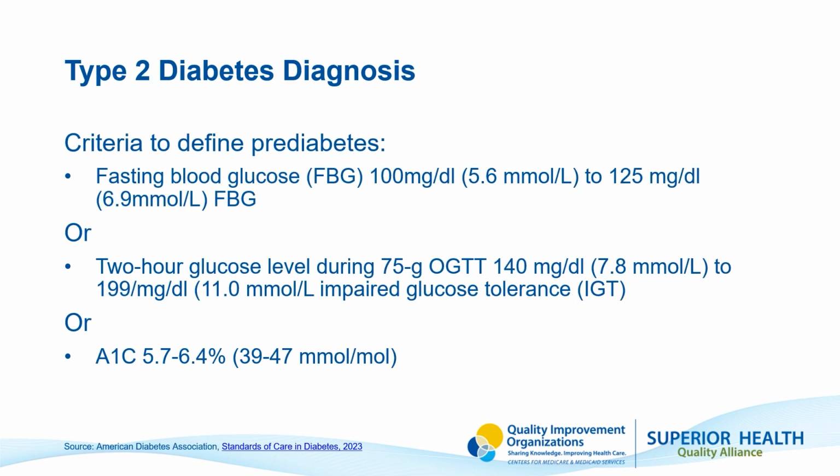To define prediabetes, the criteria include a fasting blood glucose level between 100 to 125 milligrams per deciliter. For pregnant women, the 2-hour 75-gram oral glucose tolerance test is used. With the A1C test, levels between 5.7 and 6.4 put you at prediabetes. If your fasting glucose level is 126 or greater, you are diagnosed with diabetes, not prediabetes.